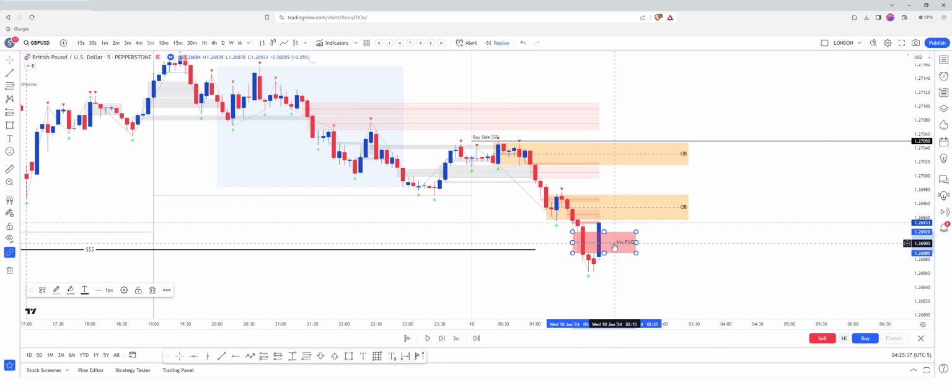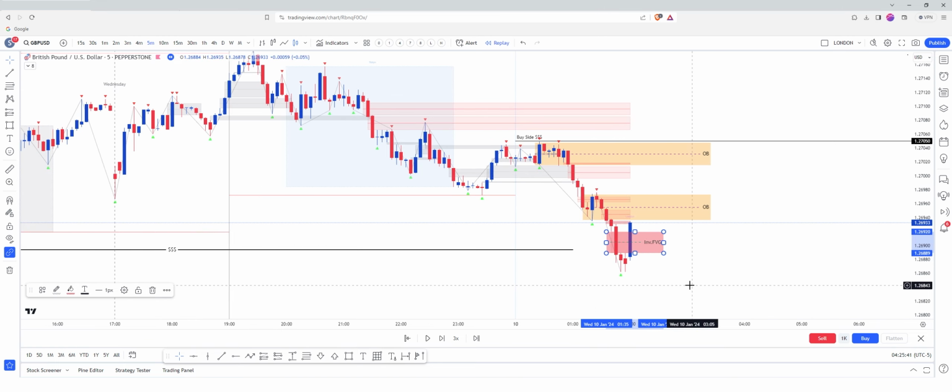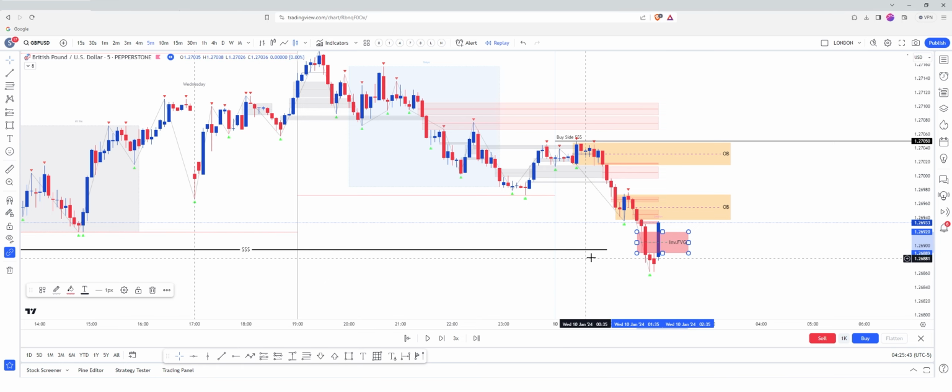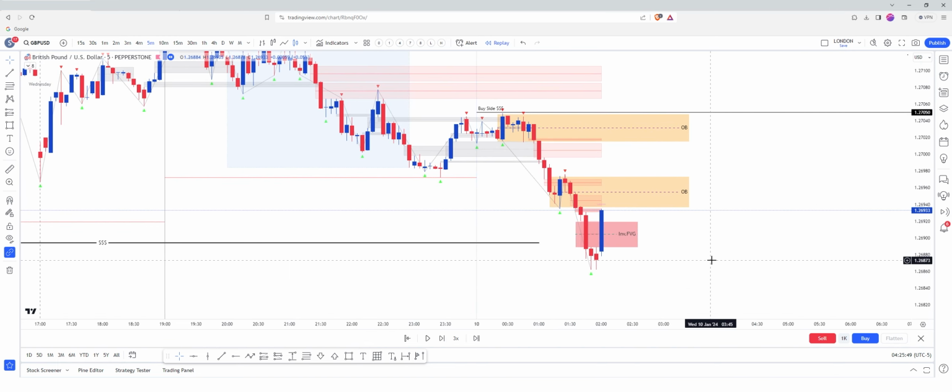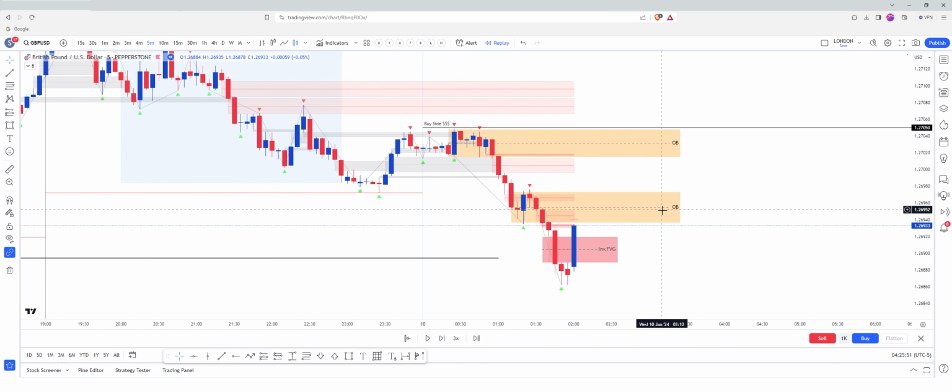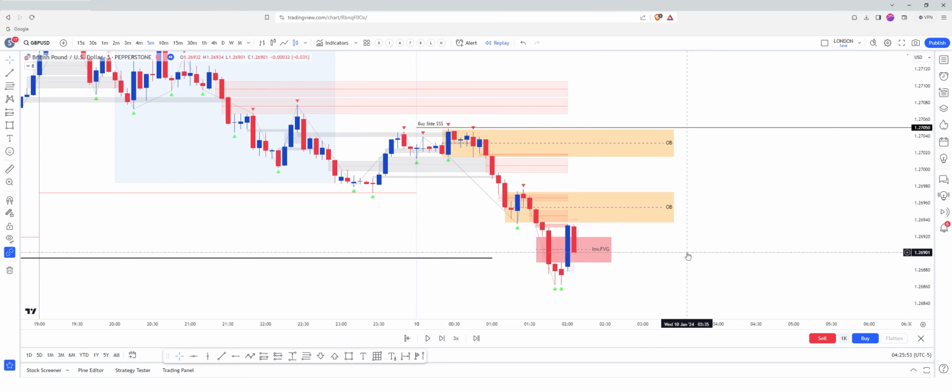It will now potentially act as an inversion fair value gap, where it will act as support to move price higher. So this is our sweep of liquidity, taking out yesterday's low, and then we have a really nice reversal. The inversion fair value gap is going to potentially act as support to move price higher through this order block. Price comes back and retests the inversion fair value gap at consequent encroachment. That little dotted line there is 50% of the inversion fair value gap.